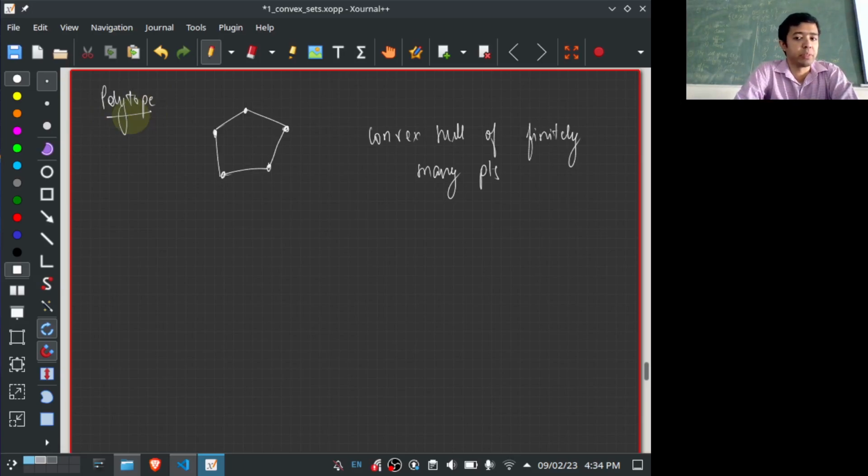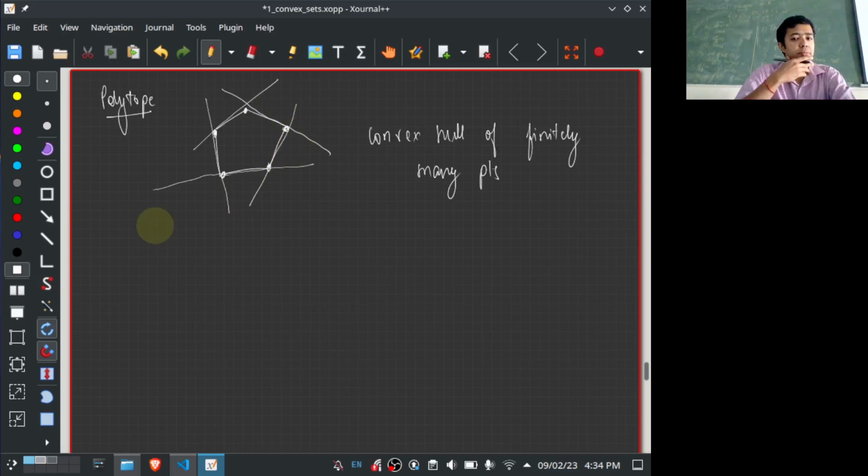Right, so a polytope is basically just the convex hull of finitely many points, basically the vertices. Correct? But at the same time, you can also represent it using the faces, right? So each face basically determines one hyperplane. And corresponding to each hyperplane, you have a half space. Right, so you can view this polygonal region either as a convex combination of the vertices or the intersection of these 5 half spaces.